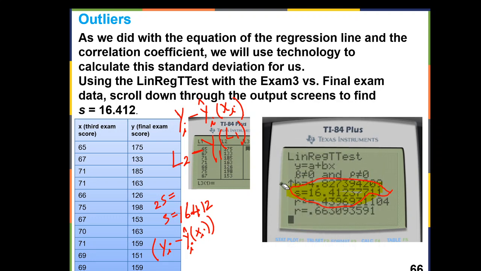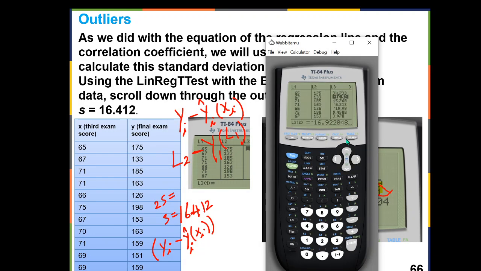So that means, let me get my calculator back. That means on the graph, this point, the difference between this and what is on the line is bigger than 2 standard deviations. So that point is an outlier. Now we could have done it this way. So I put y1 is our equation.